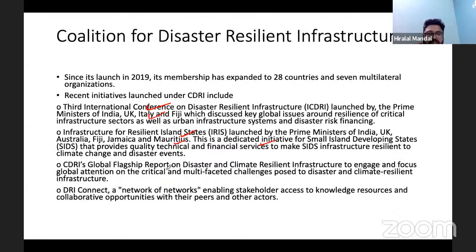Similarly, we can see other initiatives where the government of India has promoted, and in fact the countries have promoted, a network, so that more and more knowledge resources and collaborative opportunities can be promoted in disaster resilience, in order to create disaster resilient infrastructure.